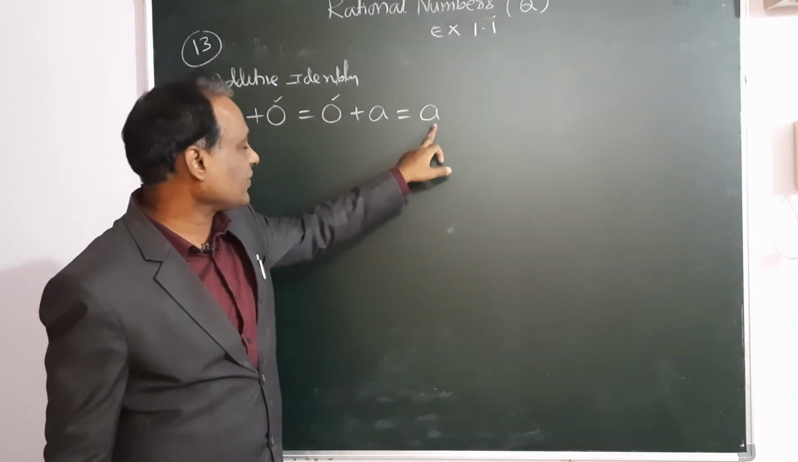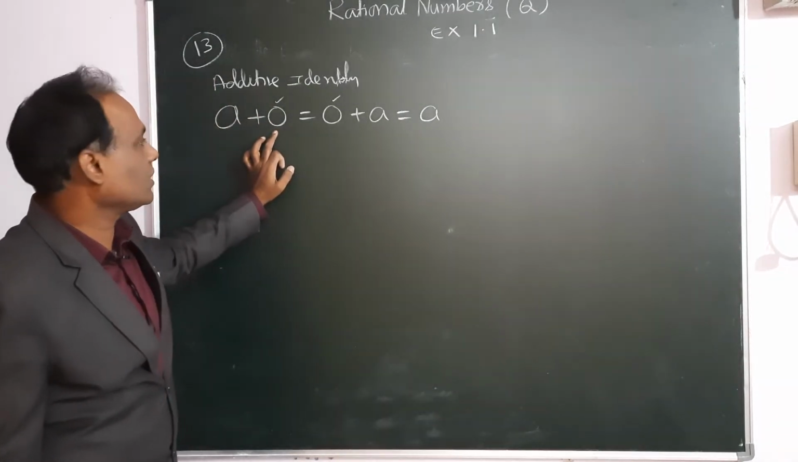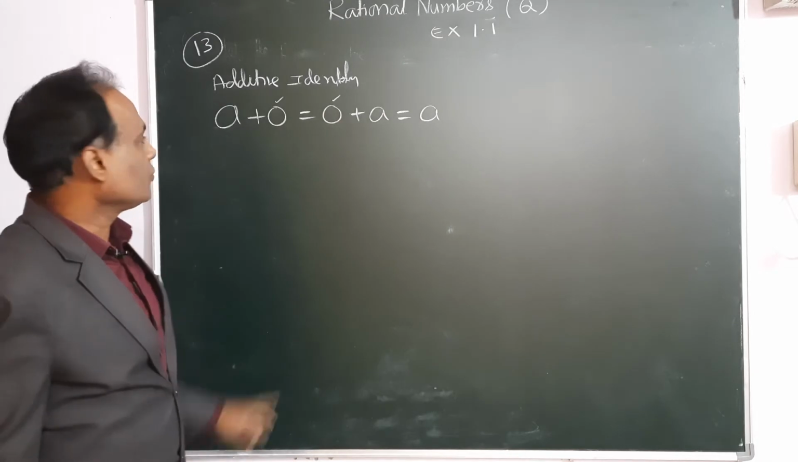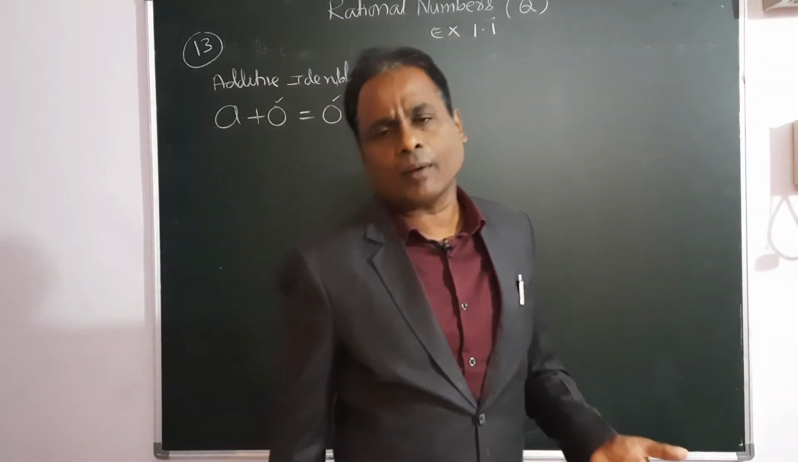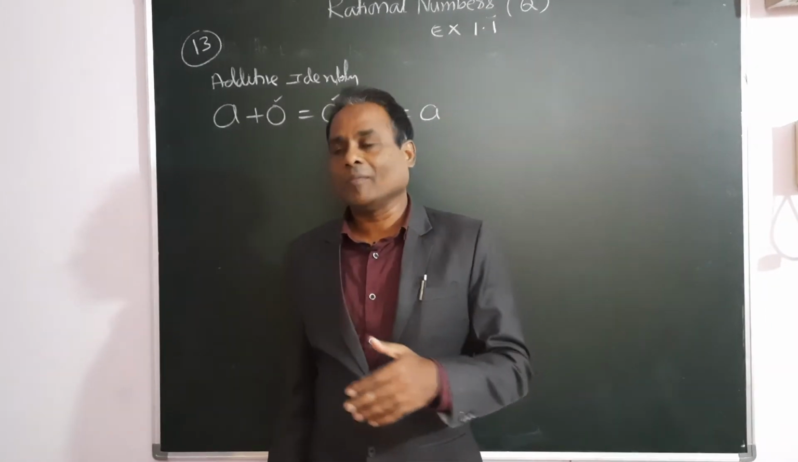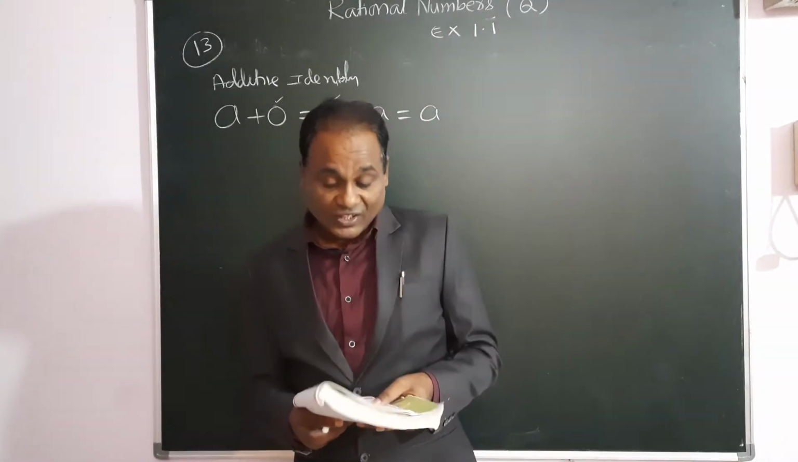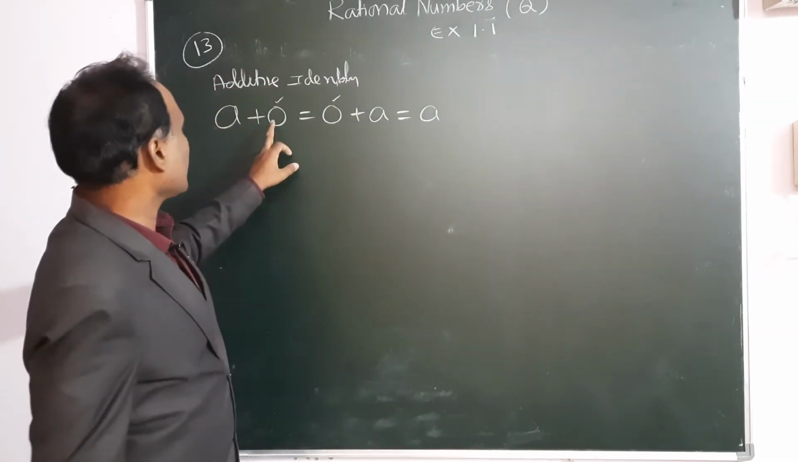So how to get the same number? If it is added with 0, then only we will get A, otherwise no. So 0 is called additive identity. If 0 is present in any number set, then we say that the number set satisfies the additive identity property under addition. So which number do not have additive identity? So which number set doesn't have 0?